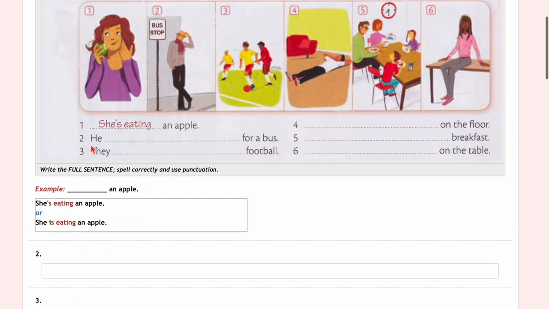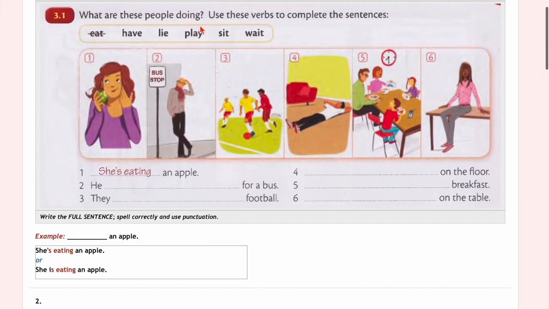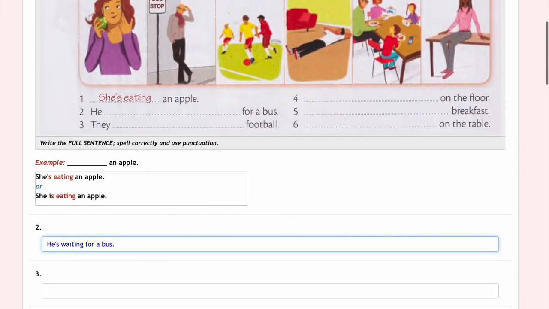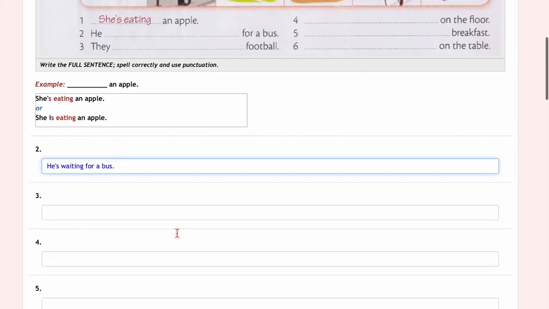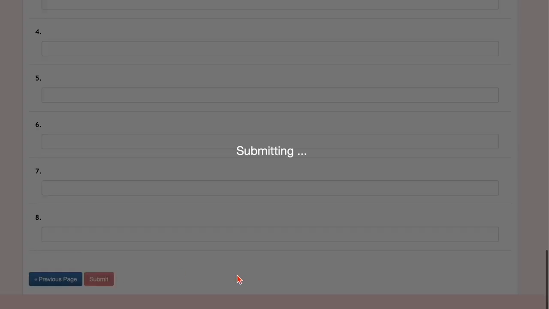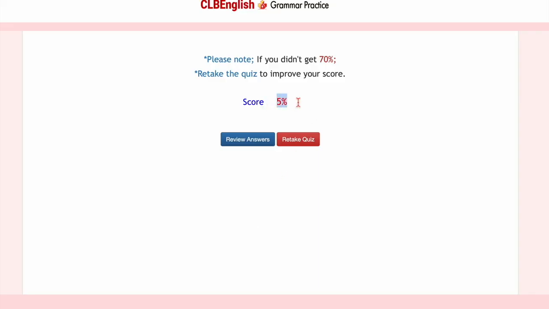So number 2, he blank for a bus over here, waiting. So he's waiting for a bus. You see? And we write them in. Very good practice for writing and practicing grammar. See here, only got 5%, but we need 70%. Very good practice. Okay, everyone?